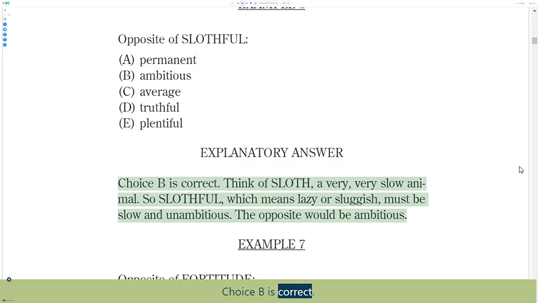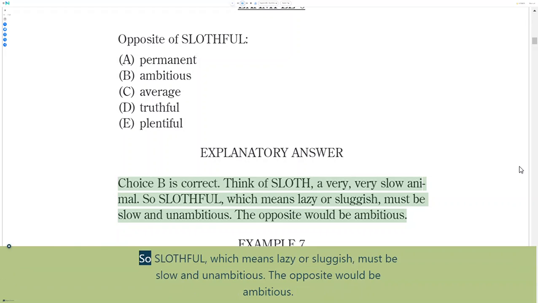Choice B is correct. Think of sloth, a very, very slow animal. So slothful, which means lazy or sluggish, must be slow and unambitious. The opposite would be ambitious.